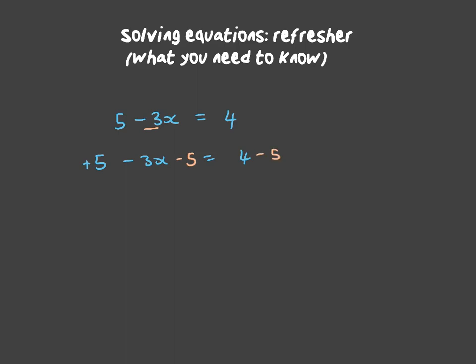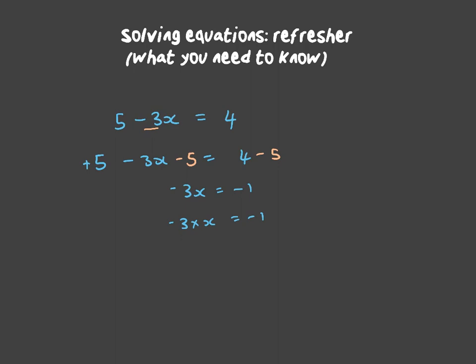Cool. So we've got 5 minus 5. What is 5 minus 5? Well, that is 0. So on the left-hand side here, we've got the negative 3x. And on the right-hand side, we've got 4 minus 5, which is equal to minus 1. So minus 3 times the number is equal to minus 1. So minus 3 times x is equal to negative 1.